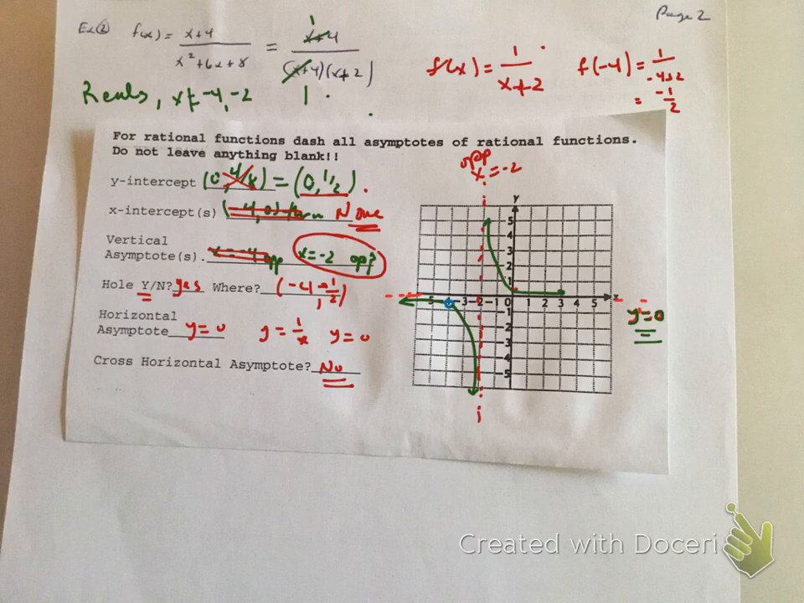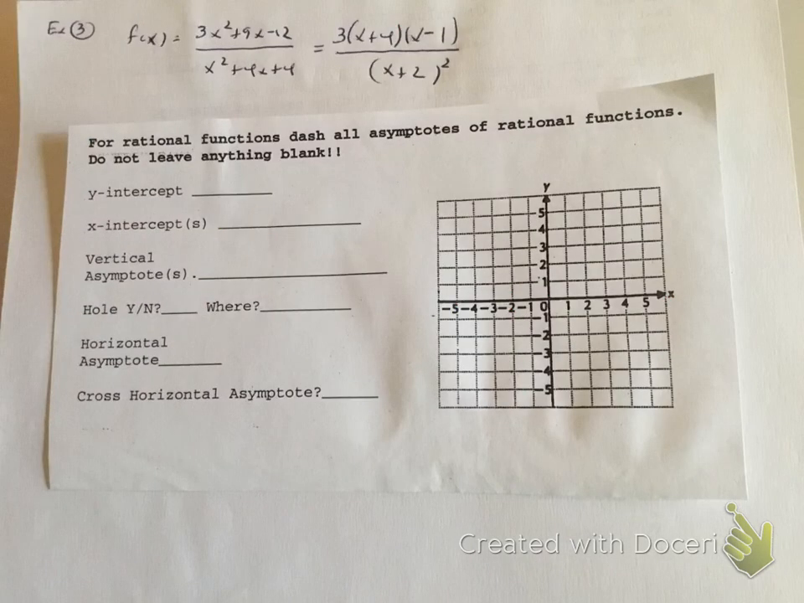All right, we're almost done. I've got 3 more examples. I need to make sure I don't have any holes, and no reducing right here. No reducing.